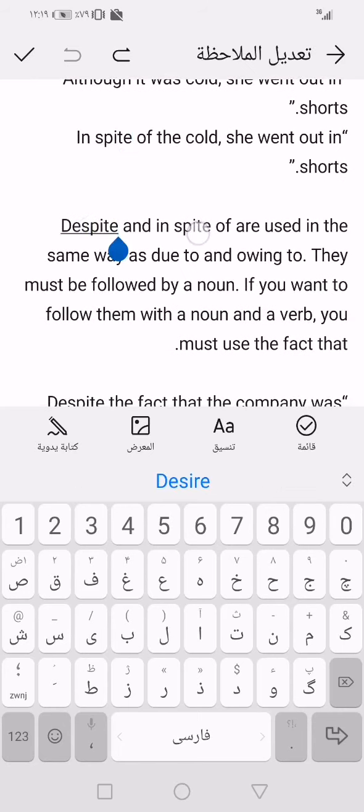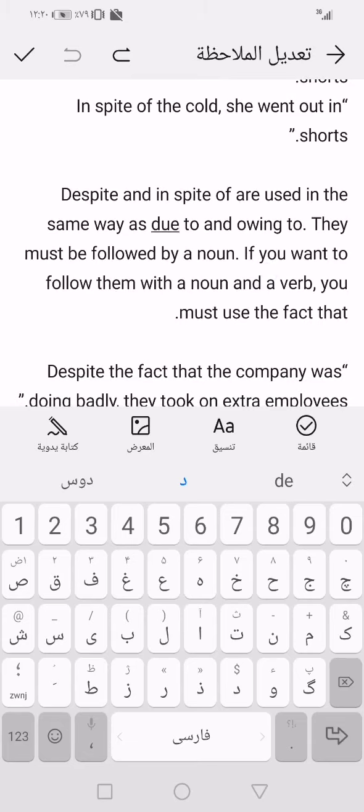Despite and in spite of are used in the same way as due to and owing to. Despite, in spite of, due to, and owing to are used in a similar way. They must be followed by a noun. All four words must be followed by a noun.